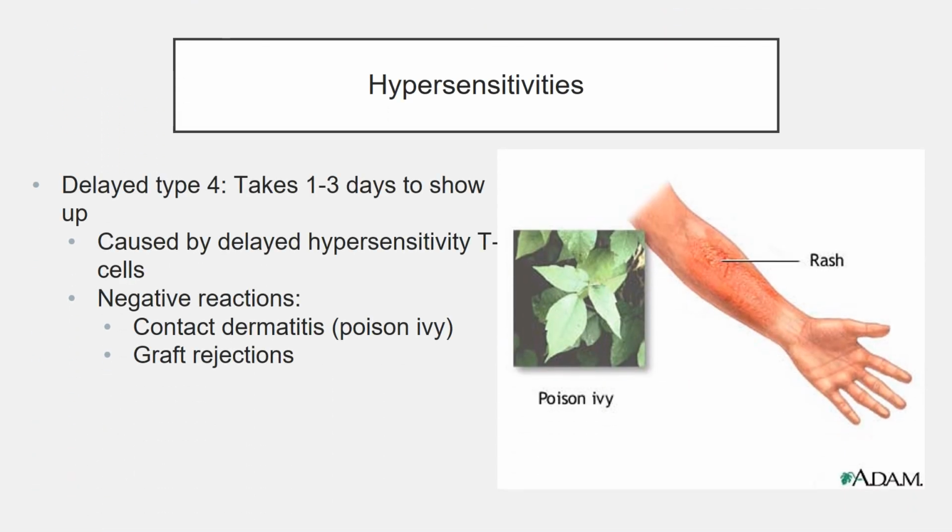Delayed type hypersensitivities, or type 4, take 1 to 3 days to show up. It is caused by delayed hypersensitivity T cells. Negative reactions include contact dermatitis, such as poison ivy, and graft rejections. An autoimmune disease is the body's trigger for self-to-self attack, examples including lupus, rheumatoid arthritis, and multiple sclerosis.